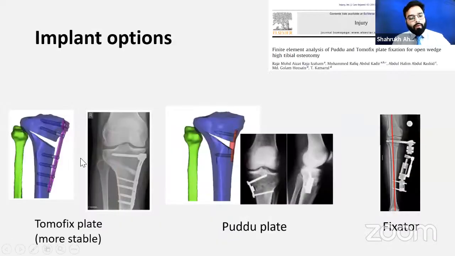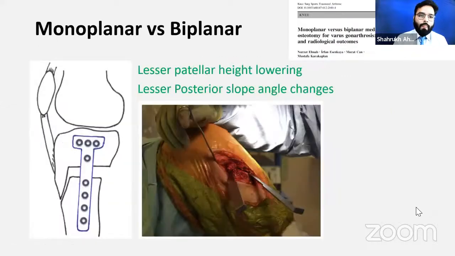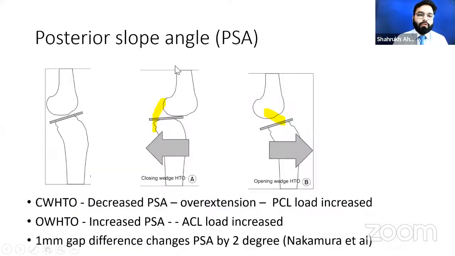Appropriate implants can be applied. We have the option of TomoFix plates, which provide more stability. Puddu plates and fixators are also an option. A biplanar osteotomy is preferred over a monoplanar because there is lesser patellar height lowering and lesser posterior slope angle changes. The posterior slope angle changes with osteotomy.